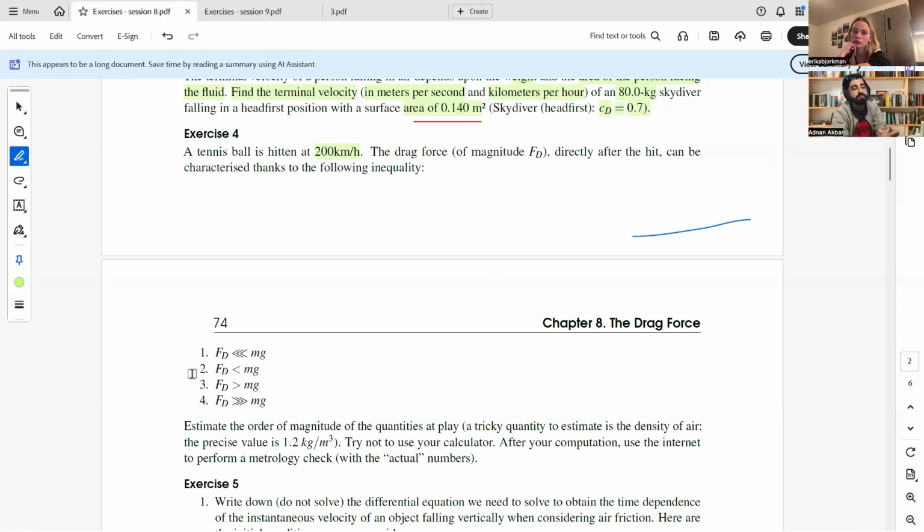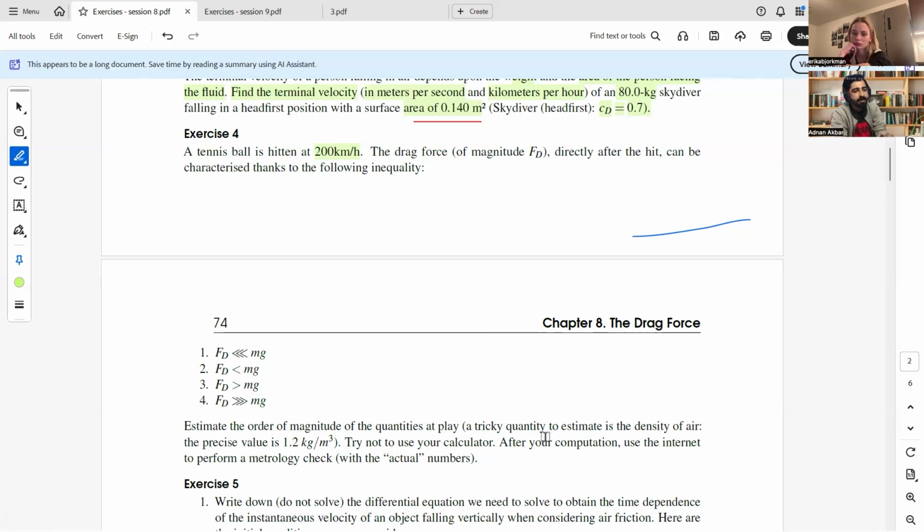First option, the drag force is very much less than the weight. Second option, the drag force is just less than the weight. Third option, the drag force is greater than the weight. Fourth option, the drag force is very much greater than the weight. Something is also here in the statement: estimate the order of magnitude of the quantities at play.